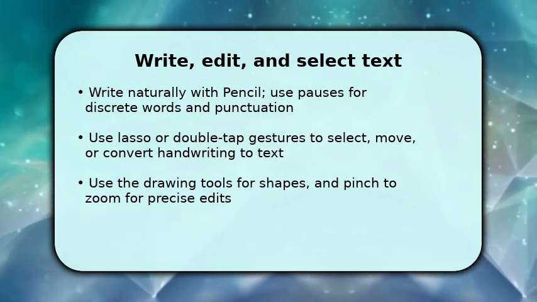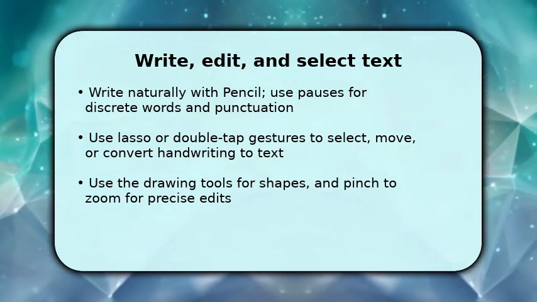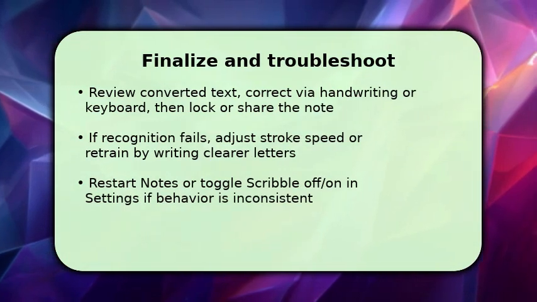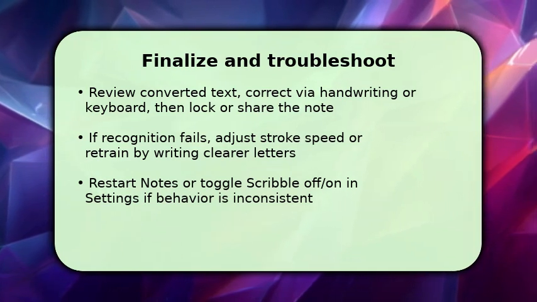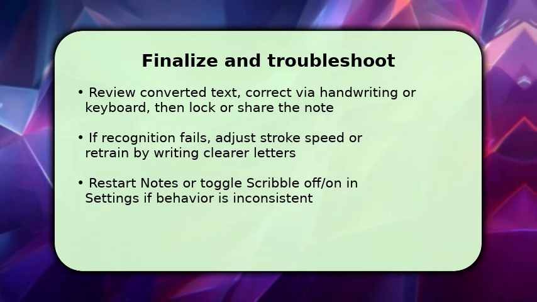Because conversion and selection operate on strokes rather than characters, this method makes you finish by reviewing converted text and correcting mistakes either by rewriting the specific word or switching to the keyboard. Then organize, lock, or share the note as needed.